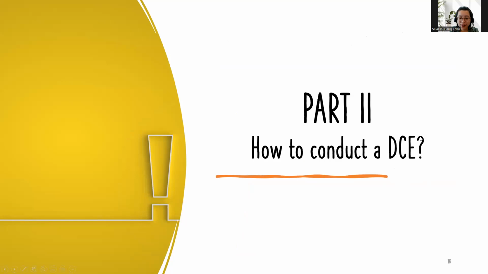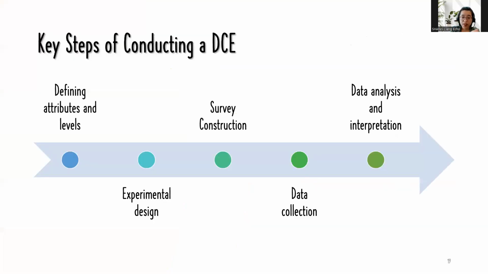So welcome back. Let's continue our part 2, how to design and conduct a discrete choice experiment. So in this session, we will briefly talk about what the key steps and key components are involved in conducting and implementing a discrete choice experiment. Briefly speaking, there are 5 major steps involved in conducting a DCE study.